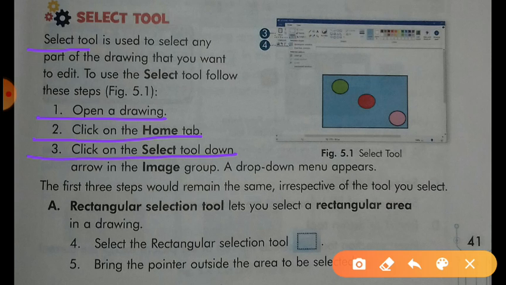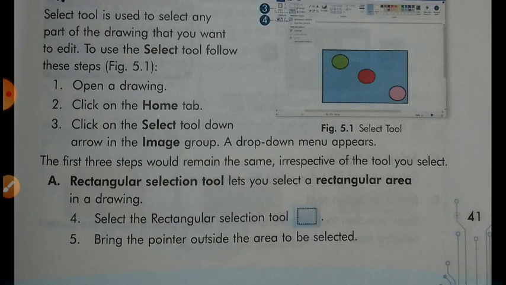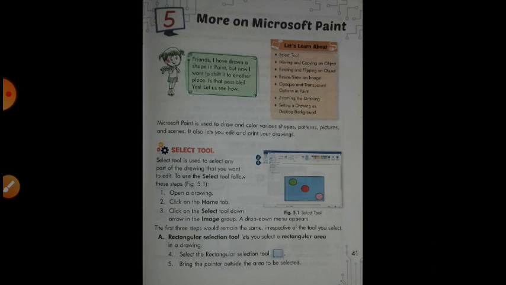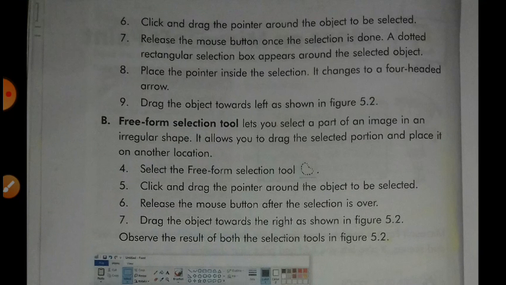Rectangular selection tool lets you select a rectangular area. Select the rectangular selection tool and bring the mouse pointer outside the area to be selected. Now, dear students, come to the next page. Then you have to click and drag the pointer around the object to be selected.